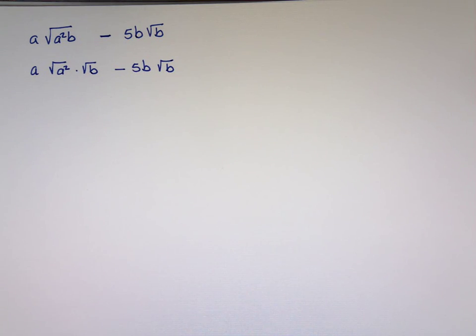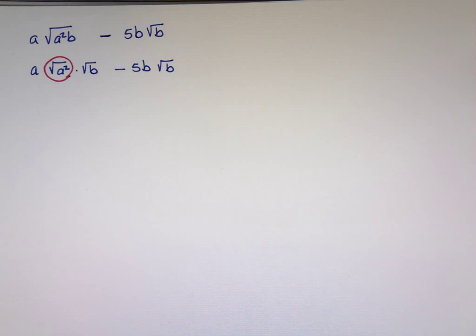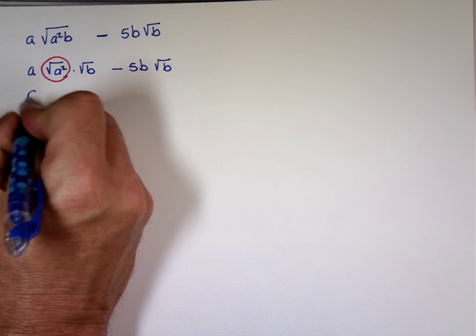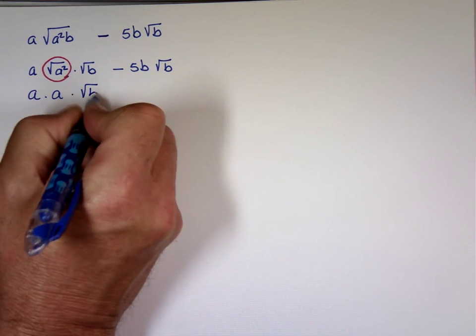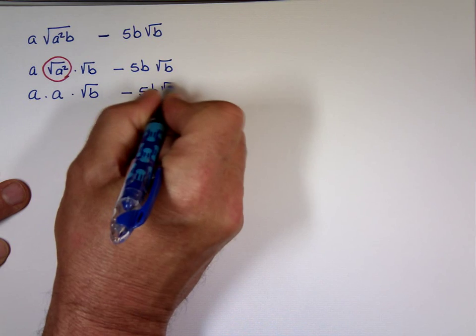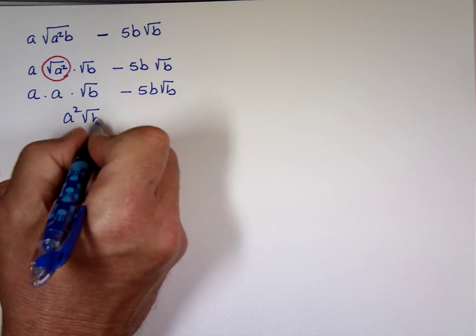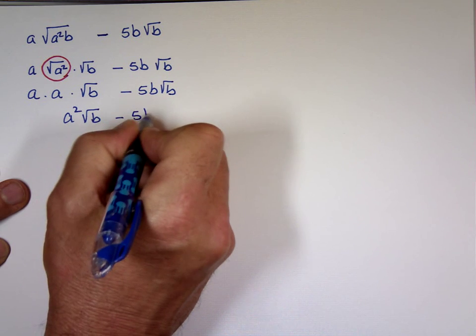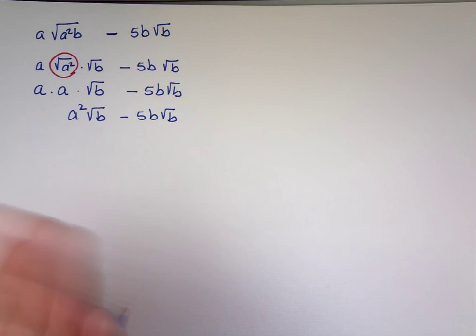And if you remember the square root of a squared, you take the power and you divide it by 2. When you divide 2 by 2, that's a 1. a times a times the square root of b minus 5b the square root of b. That's a squared, and usually you want to combine the a squared minus 5b, but you really can't put them together.